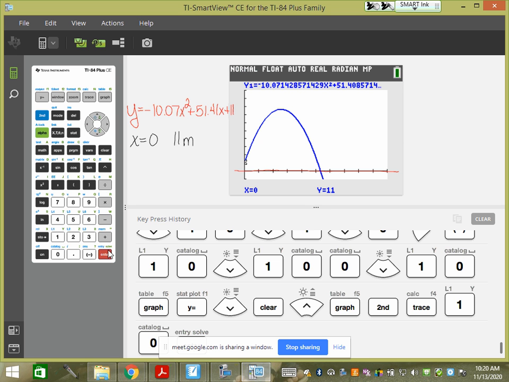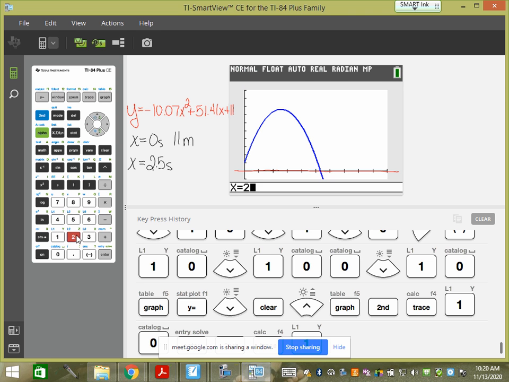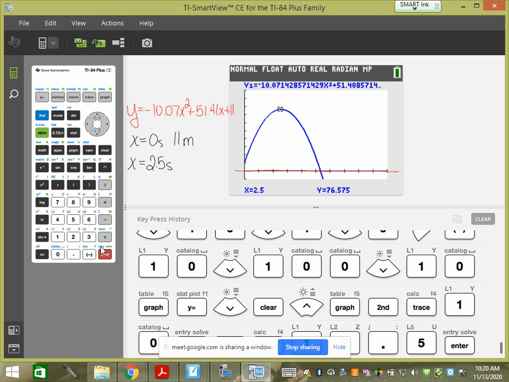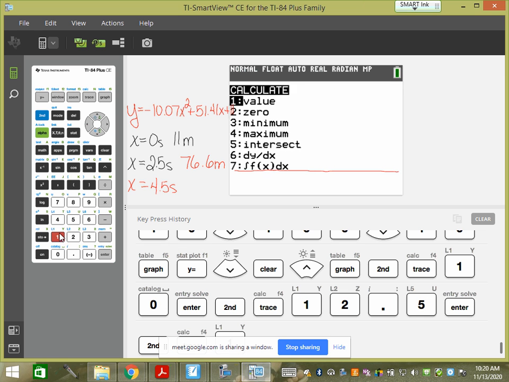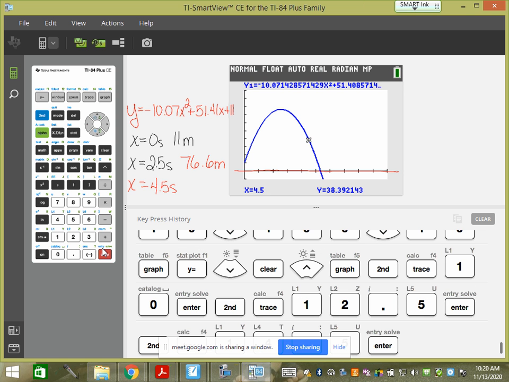Okay? The next one says at 2.5 seconds. Time is in the x spot, so it's 2.5 seconds. So, second trace value, 2.5. It's yards, not meters, actually, if we're talking about a ball. Oh my gosh. So this would be 76.6 meters. And then we did 4.5 seconds. Second trace value, 4.5. We get 38.4 meters.